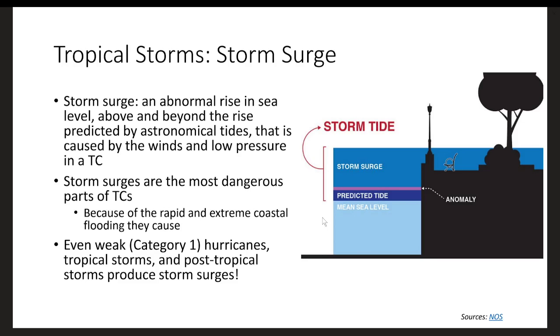So this is the main reason why you want to evacuate during a storm. The winds are bad, of course. You don't want to be in 100-mile-per-hour sustained wind. But storm surge and flooding is what will have you up on your roof. So even weak Category 1 hurricanes and tropical storms and post-tropical storms can produce these storm surges. And if the area you're staying in is prone to flooding, just leave. Get out. Don't stay.